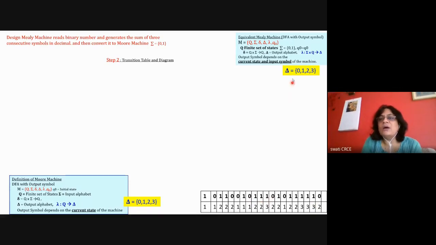Okay, so we can say that the output alphabet is 0, 1, 2, 3. So the output symbols are either 0, 1, 2 or 3. It cannot be greater than that because we are not storing any carry or doing anything about it. We are just finding the sum of three consecutive symbols in decimal. Have you understood this problem? If there is any doubt, please ask me by unmuting yourself.